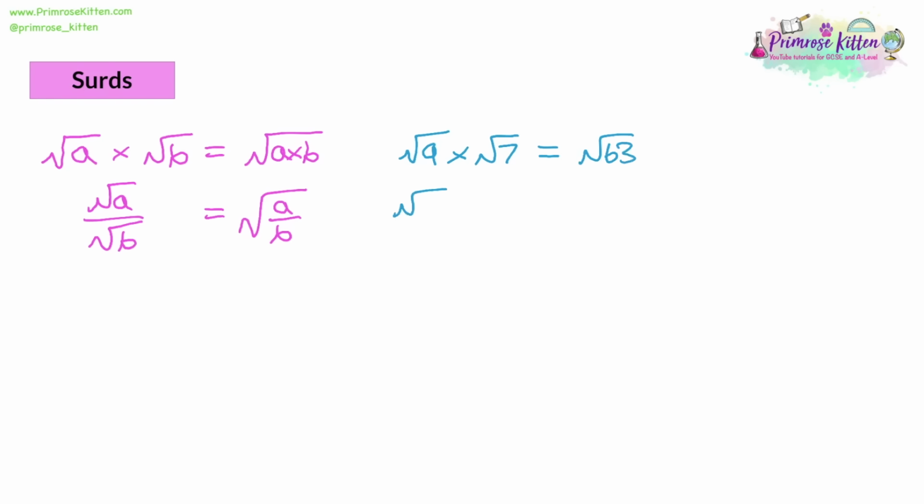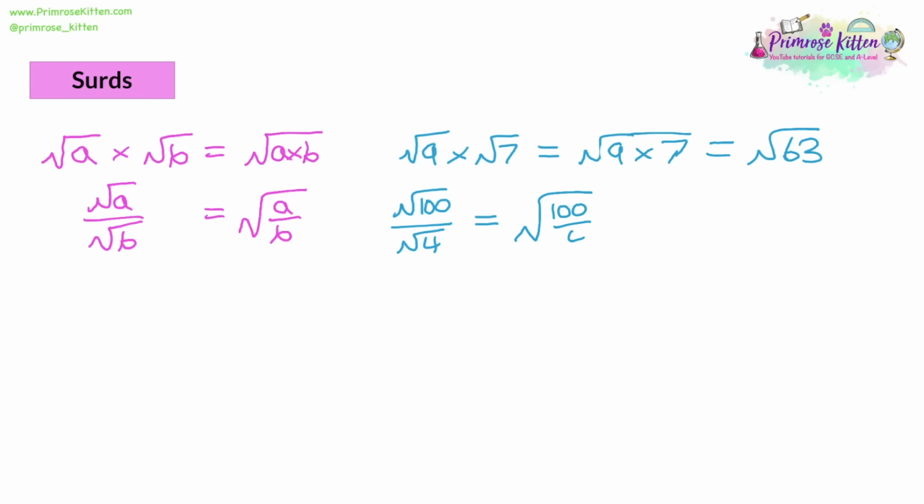If we had the square root of 100 over the square root of 4, then we could say that is equal to the square root of 100 divided by 4. And actually, let me write these out with a little bit more detail. So then that would be the square root of 100 divided by 4, which is the square root of 25.